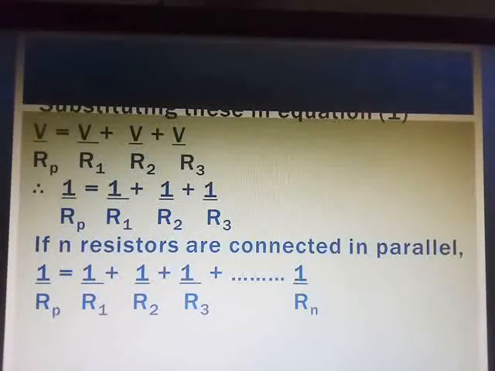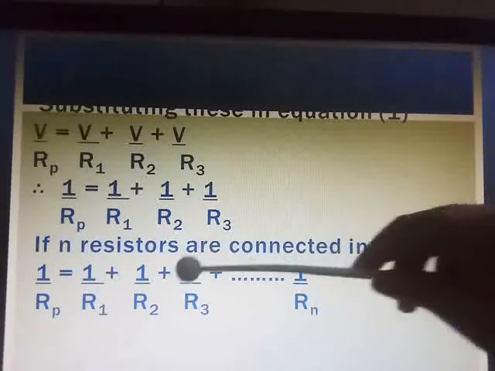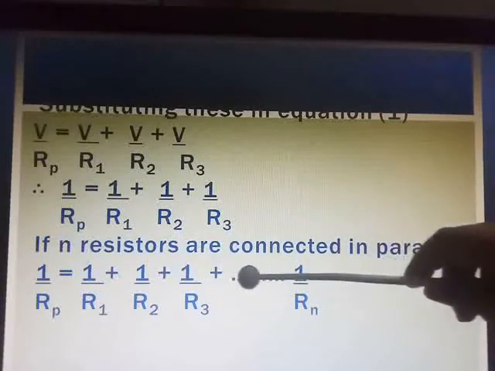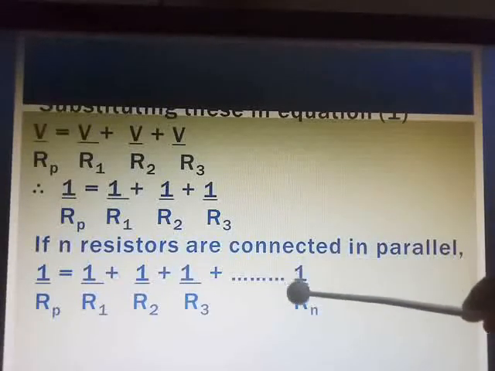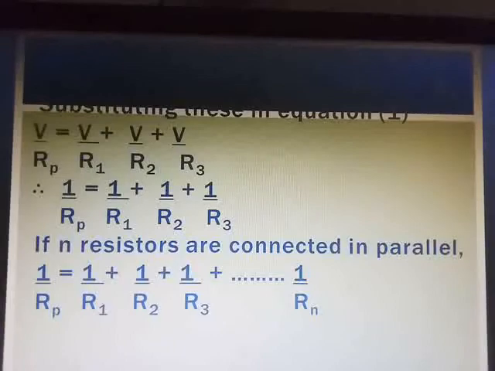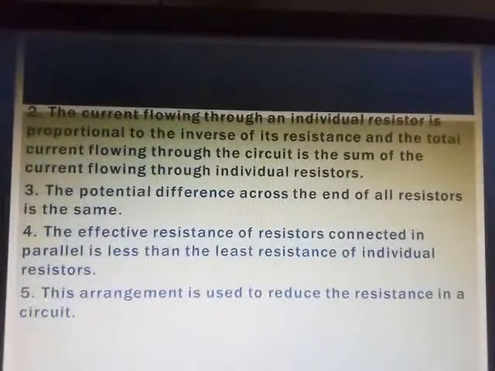Similarly here, if n number of resistors are connected in parallel, then you will have the derivation 1 upon Rp is equal to 1 upon R1 plus 1 upon R2 plus 1 upon R3 plus 1 upon Rn, that is n number of resistors. Now, characteristics of resistors which are connected in parallel.